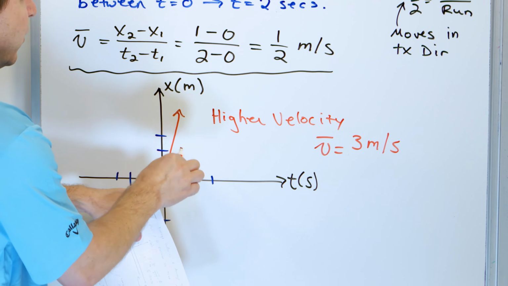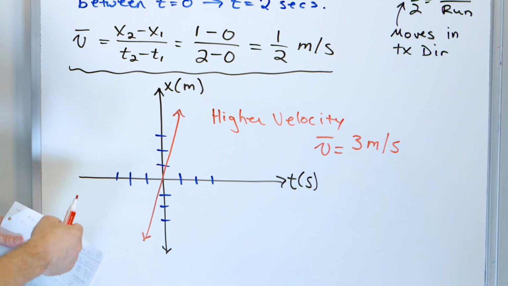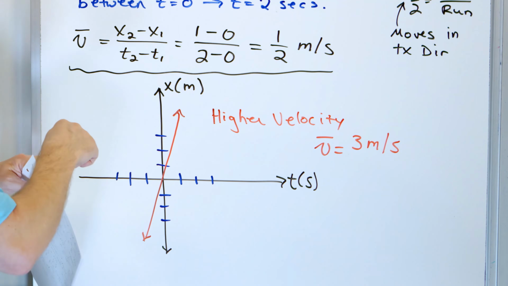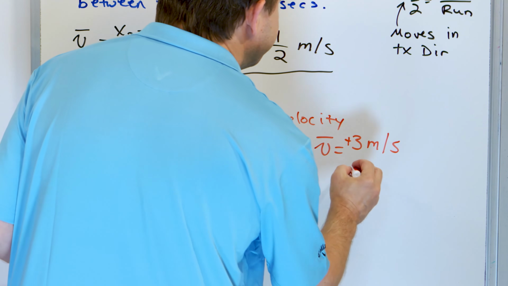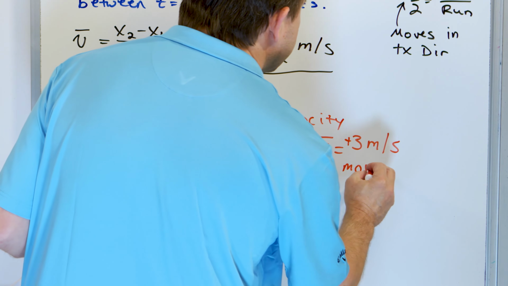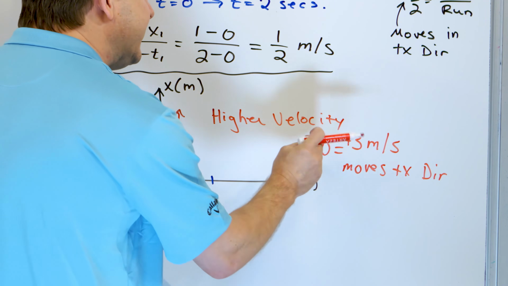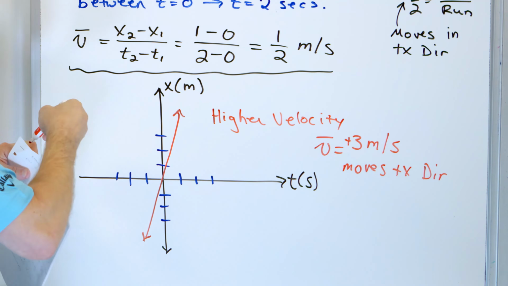I'm calling it exactly 1 second. So 3 distance units traveled in 1 second of time. 3 over 1 is 3 meters per second. Again, the plus sign that's here means it moves in the positive x direction. So the sign carries the direction, the number carries the magnitude.